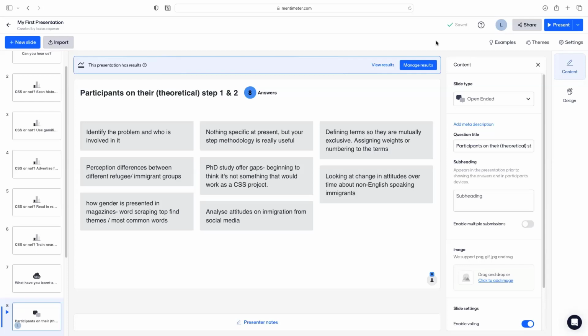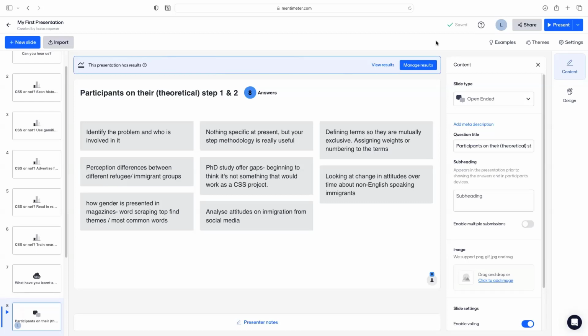But let's have a look at what some of you have put. Hopefully you can see this. I will just read it out if you can't. We've got identify the problem and who it is that's involved in it. Yep, nice one. Nothing specific at present, but your step methodology is really useful. Oh, nice one. Glad that you think so. Defining terms so they are mutually exclusive, assigning weights or numbering the terms. Yeah, definitely important. You want to translate that social science into something that your computer can understand.